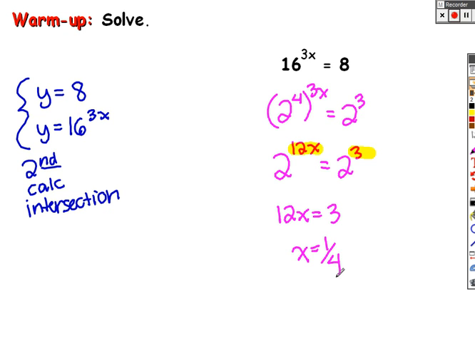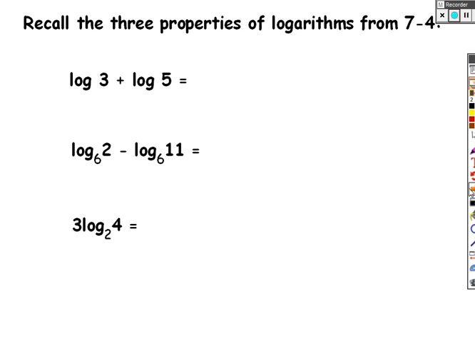Now, what if I don't want to graph the function, and what if I can't do something like this, where I can't rewrite both of these terms as the same base? Well, then that's where we have to recall the three properties of logs that we studied in the previous section.